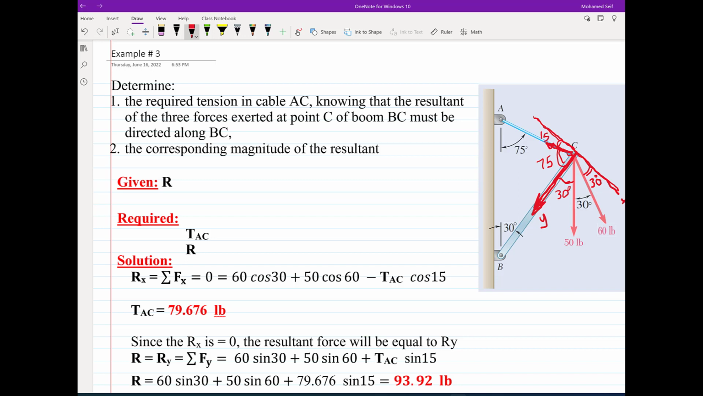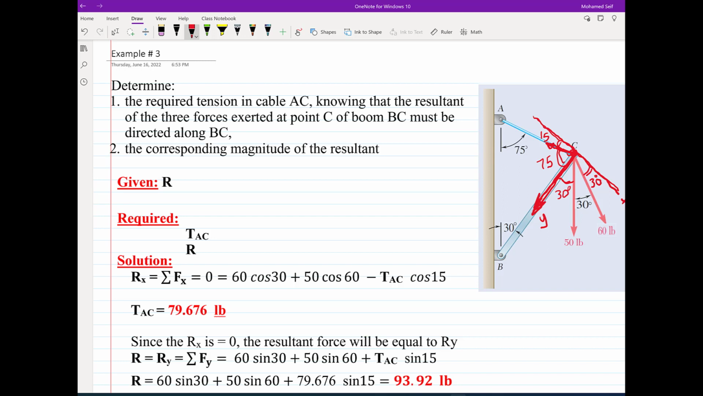So now I got all these angles. So now we need to get the component in the X direction. Now, to have the resultant force directed into the length CB means all the X components have to be equal to 0. The summation of the resultant force in the X component should be equal to 0.